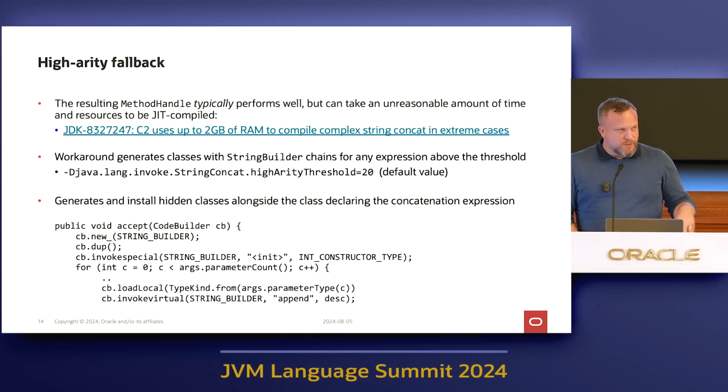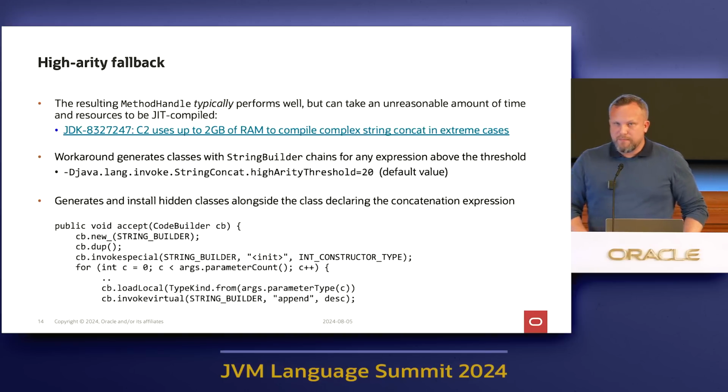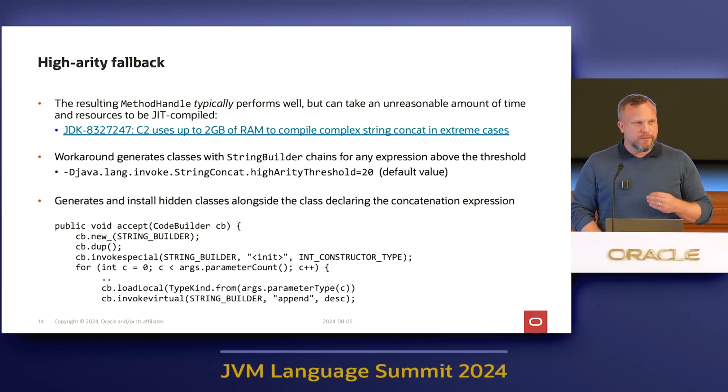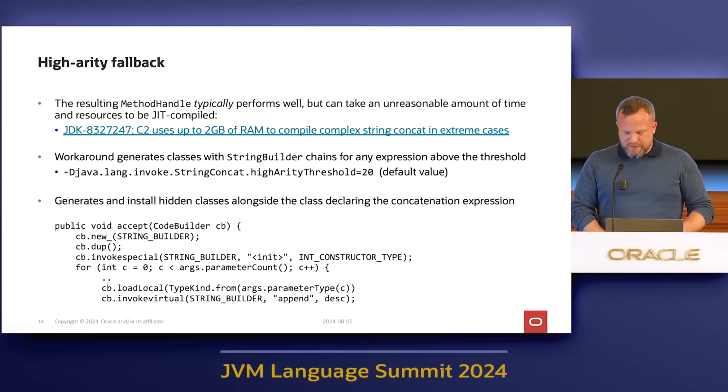This generates and installs hidden classes alongside the class of the concatenation expression, nothing really magic to the code generator. We create basically the same sequence, the string builder append chain, as javac would do for a Java 8 release target. So that's a quick rundown of the current state of the string concat factory implementation.